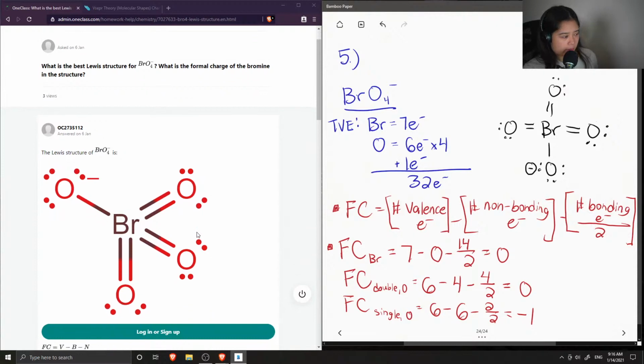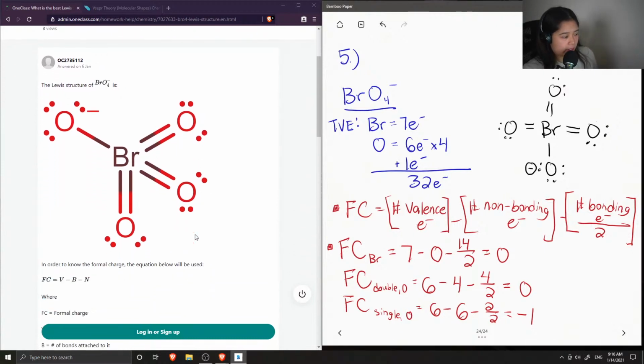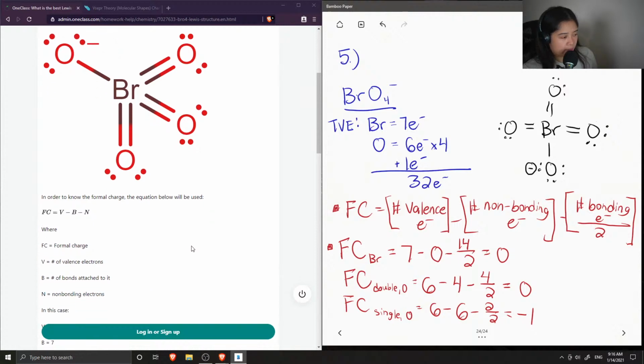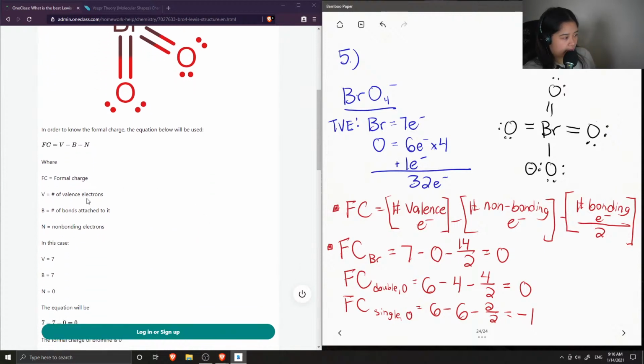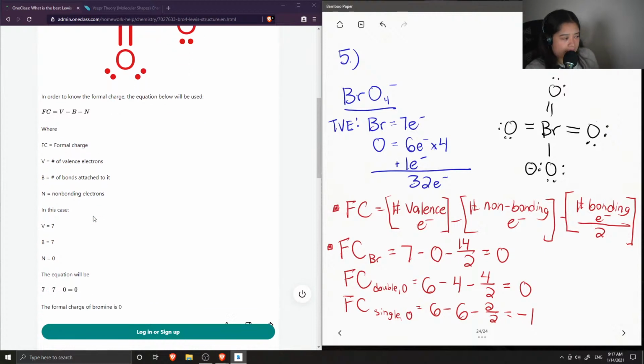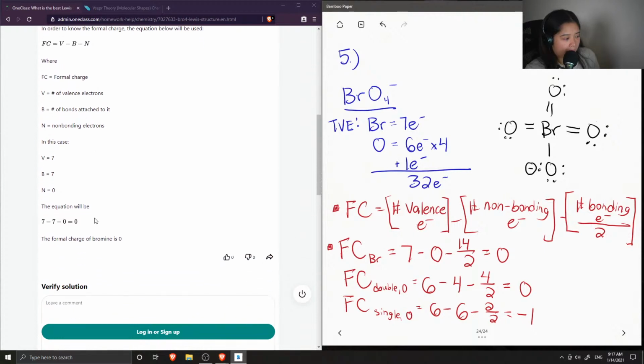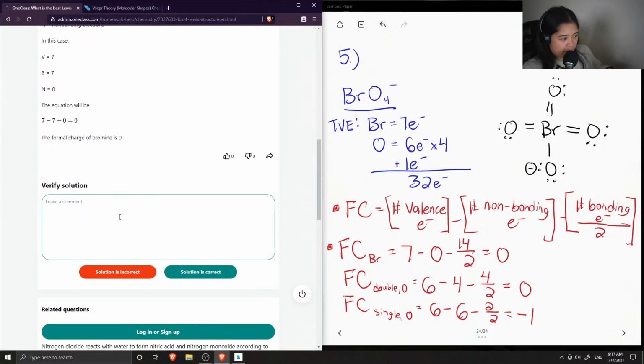So now let's see what the junior tutor said. They have the same structure, and they have the equation for formal charge, number of valence electrons minus, so they count the number of bonds attached to it. So that's another method of calculating the formal charge. Instead of doing bonding electrons divided by 2, you can simply count the number of bonds. So it's the same thing, minus the number of non-bonding electrons. And they got a formal charge of 0 for the bromine, and this solution is correct.